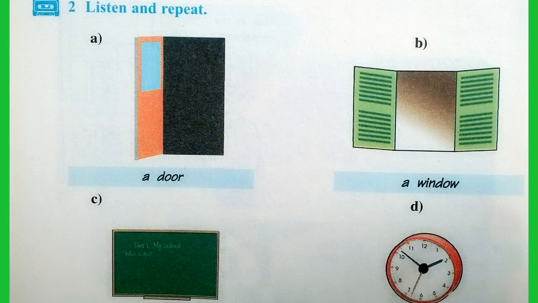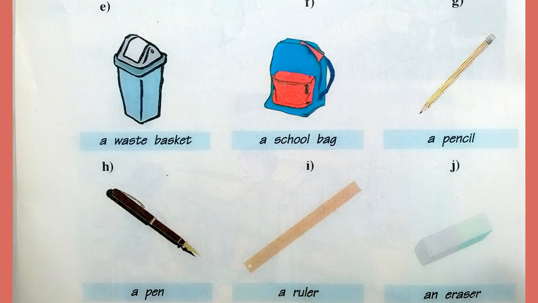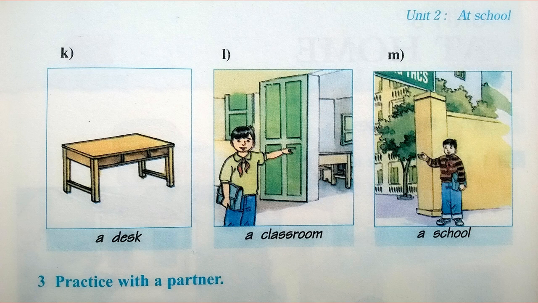2. Listen and repeat. A. A door. B. A window. C. A board. D. A clock. E. A waste basket. F. A school bag. G. A pencil. H. A pen. I. A ruler. J. An eraser. K. A desk. L. A classroom. M. A school.